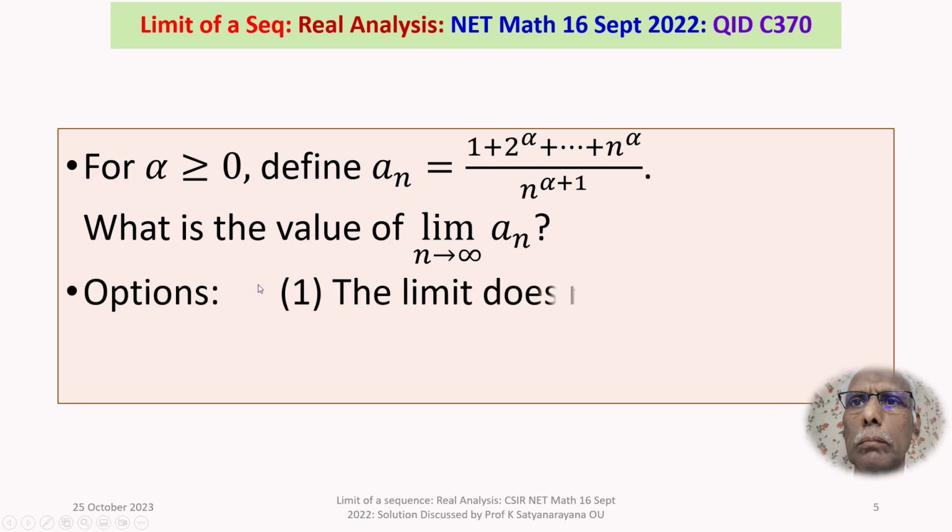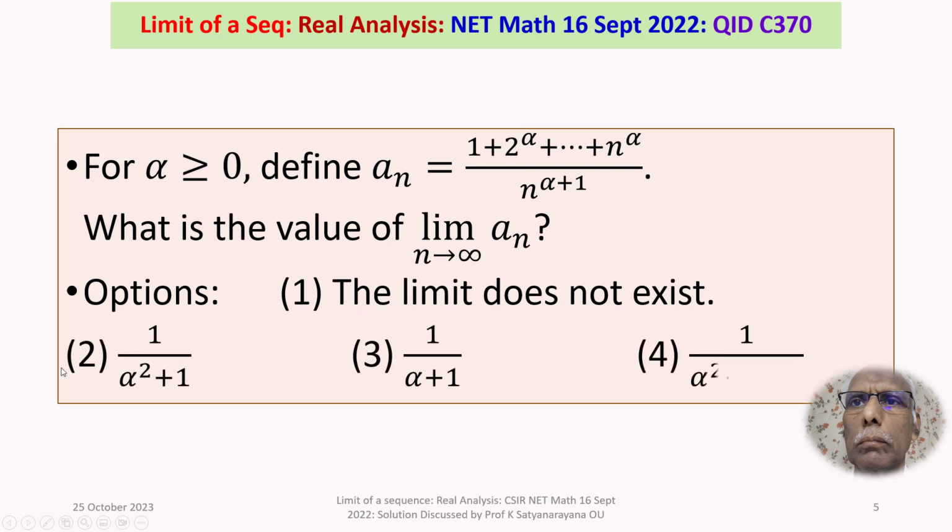We are given 4 options. Option 1, the limit does not exist. Option 2, 1 by alpha square plus 1. Option 3, 1 by alpha plus 1. Option 4, 1 by alpha square plus alpha plus 1.